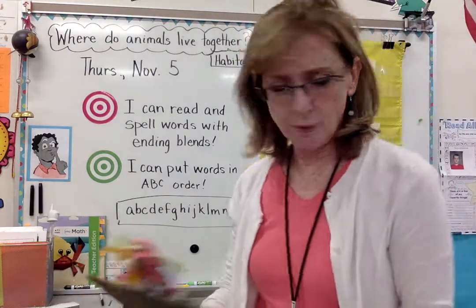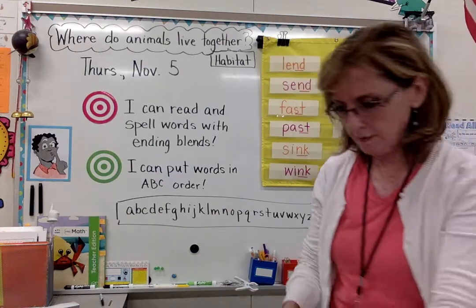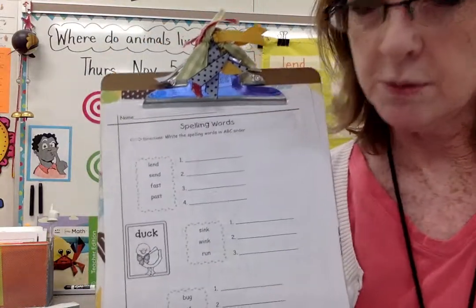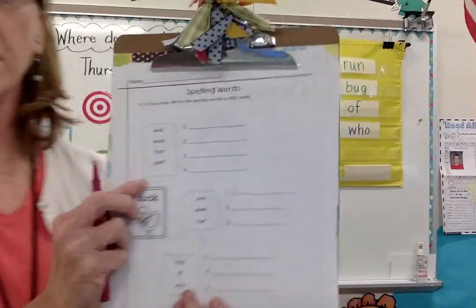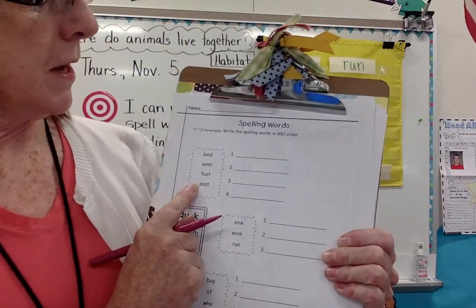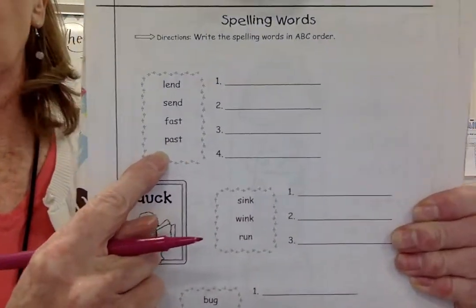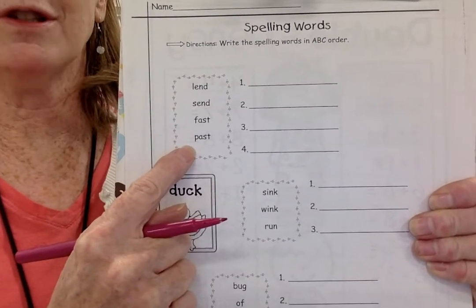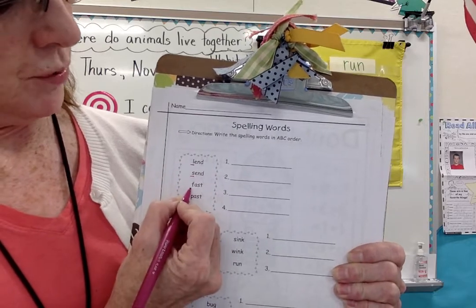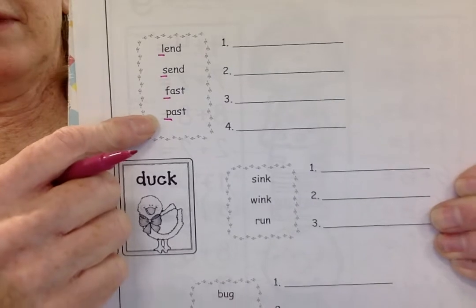All right, today we're going to be working on ABC order, and you have this paper in your packet that you got this week. And I want to remind you how we do ABC order. We're going to look at this set of words first, okay? And they do have ending blends in them. But when I'm looking at ABC order, what I do is I underline the first letter in each word, because when we're looking at ABC order, we look at the first letter, okay?